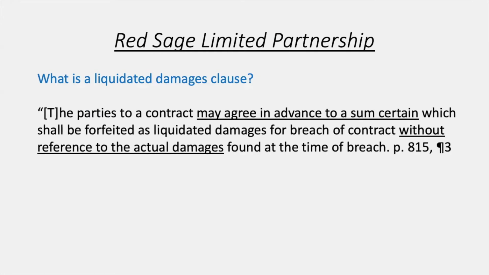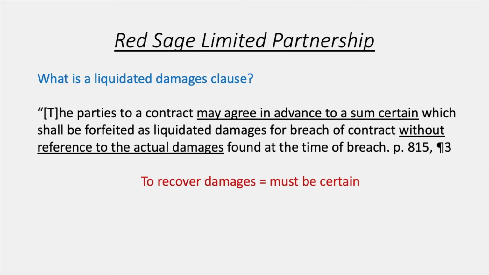The case on page 815 gave a definition that states, the parties to a contract may agree in advance to a sum certain which shall be forfeited as liquidated damages for breach of contract without reference to the actual damages found at the time of breach. In order to recover any monetary damages, they must be certain so that they can be calculated and paid. If damages are uncertain, then the plaintiff's out of luck and can't recover.